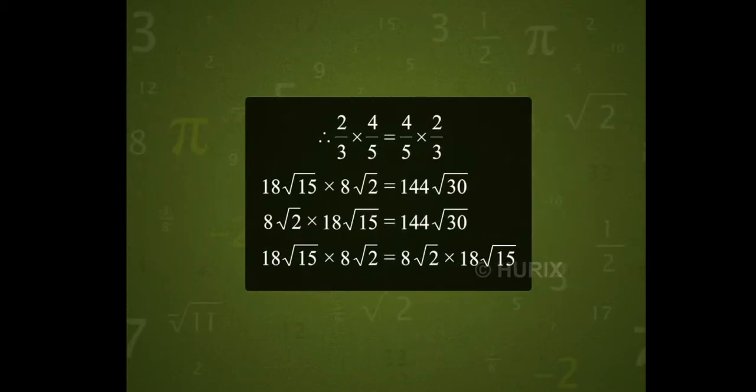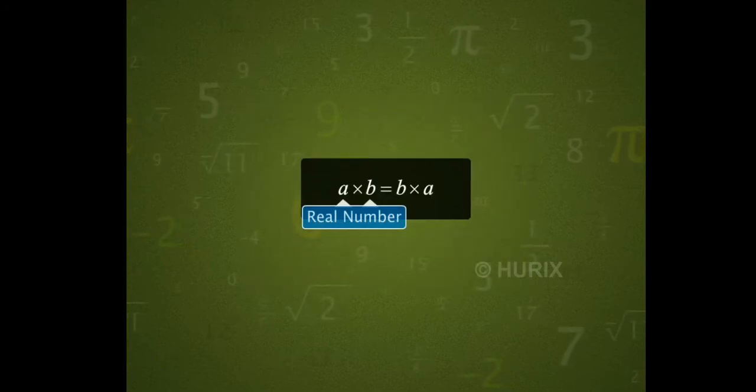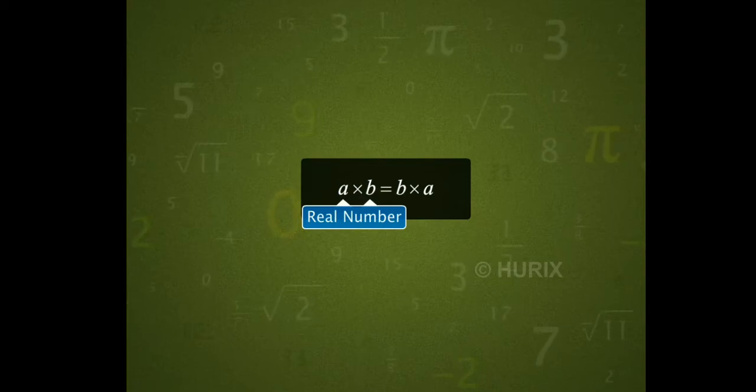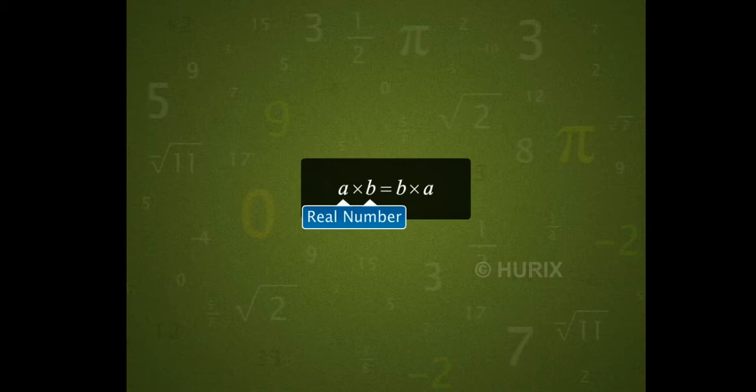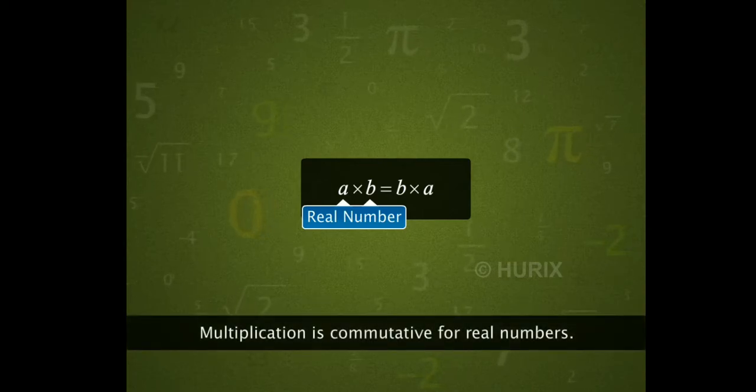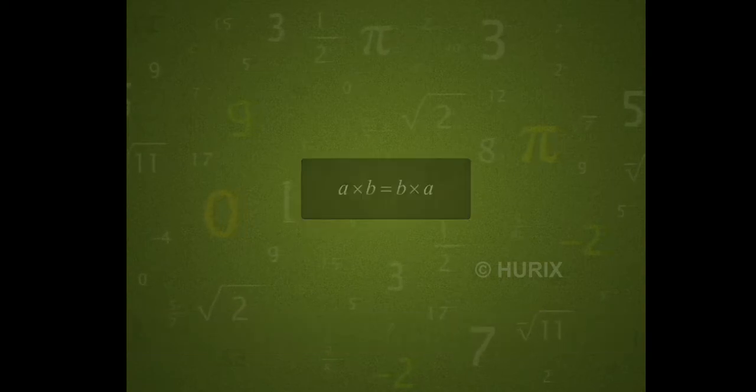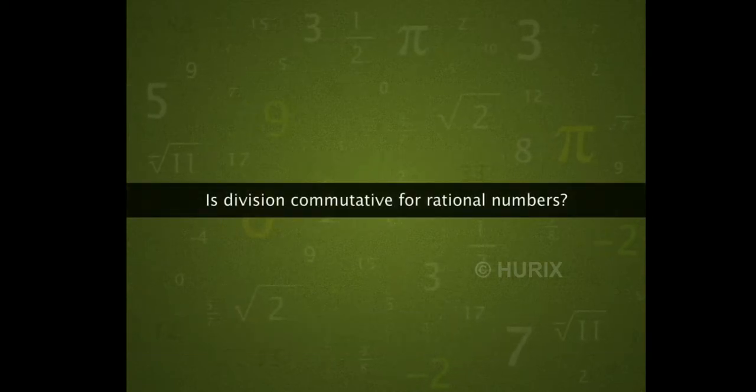Let's take another example. The product of these two real numbers remains the same no matter in which order they are multiplied. Hence, for any two real numbers A and B, A multiplied by B is equal to B multiplied by A. Therefore, we can say that multiplication is commutative for real numbers.